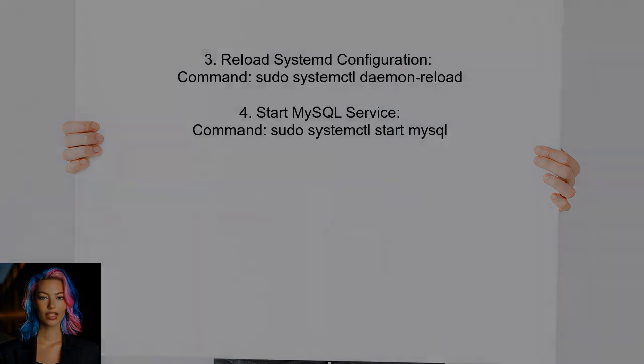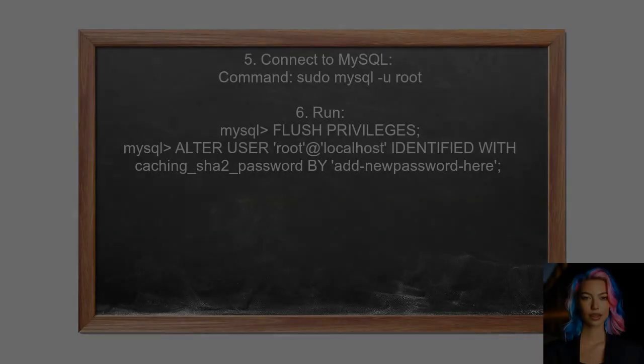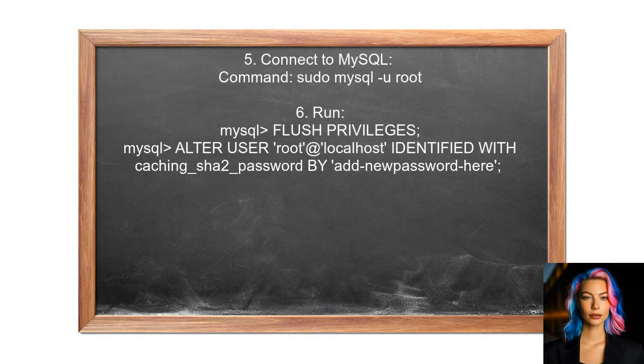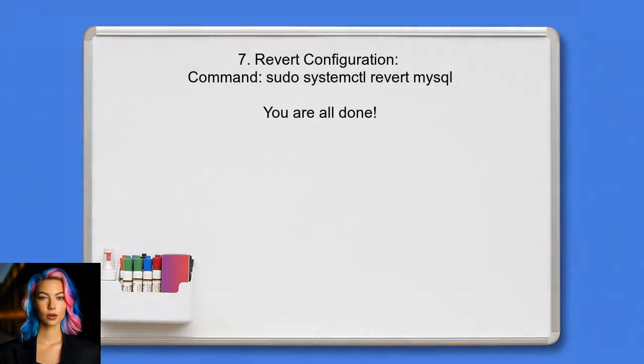Now connect to the MySQL server as the root user without a password using sudo mysql -u root. Then run the commands to flush privileges and change the root password. Finally, revert the modified systemd configuration with sudo systemctl revert mysql. And that's it, you're done.